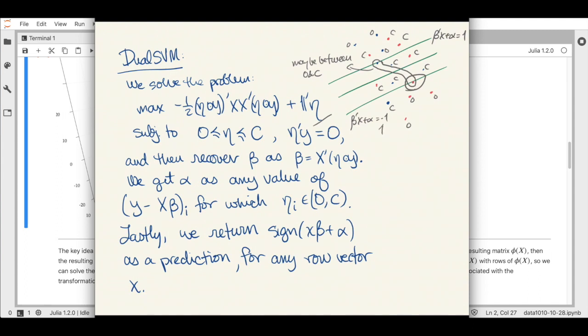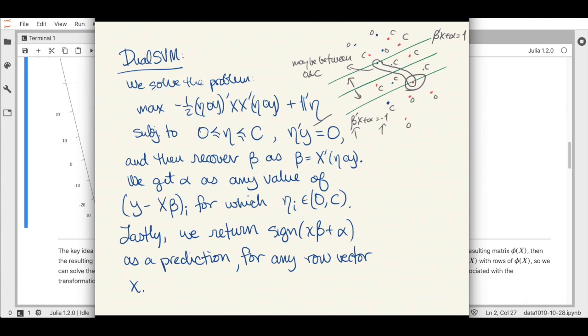It's going to be the y value, whichever it is, +1 or -1, minus beta transpose x. And finally, to return a prediction, we just detect which side of the midline we're on. So we just compute beta transpose x plus alpha and see if it's negative. If so, we're over here on the negative side. If it's positive, then we're over here on the positive side.